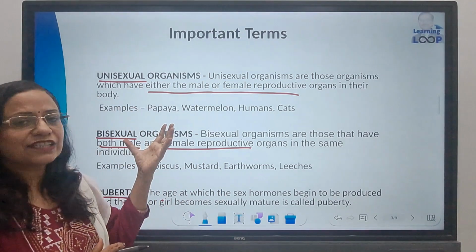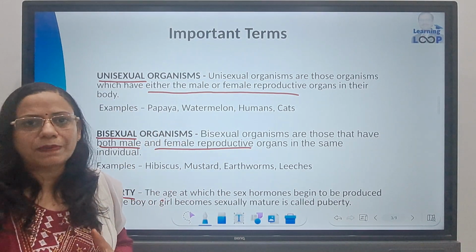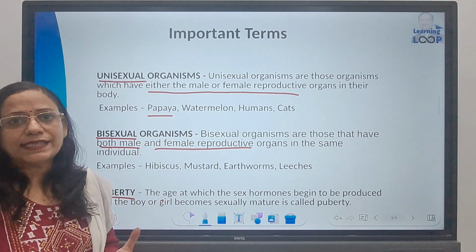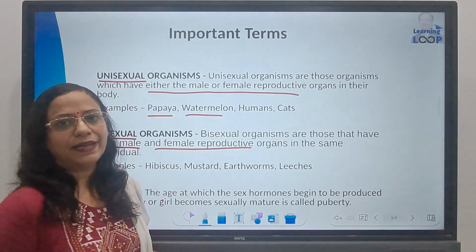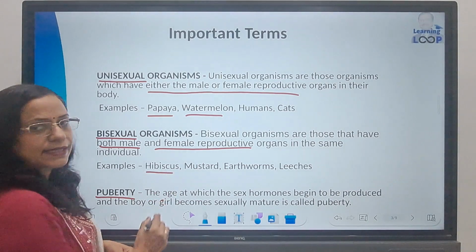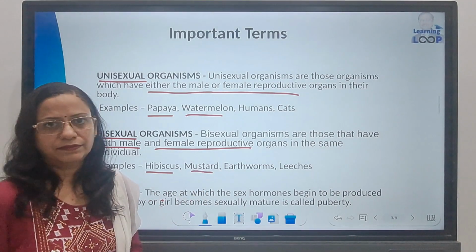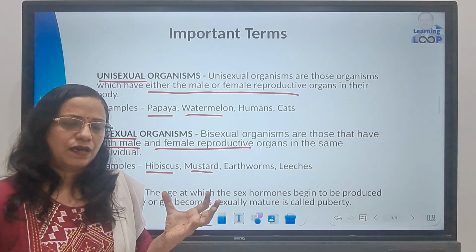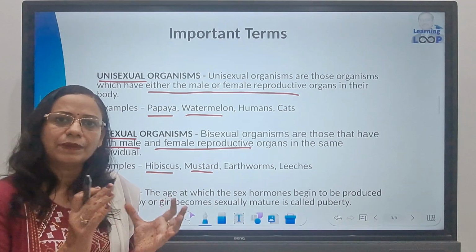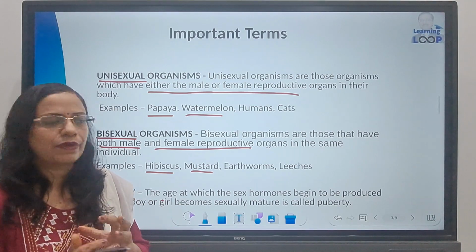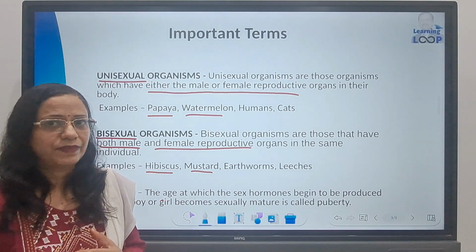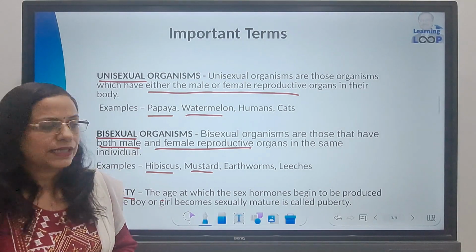So in the case of plants, as I said, plants can also be unisexual or bisexual. Some examples that you need to know: papaya is a unisexual plant. Watermelon is also a unisexual plant. Bisexual plants are hibiscus and mustard. In these two plants, the same flower has both the male and the female parts, both the stamen and the pistil. Whereas in papaya and watermelon, either the flower would have a stamen or it would have a pistil, right? So this is what is unisexual and bisexual.